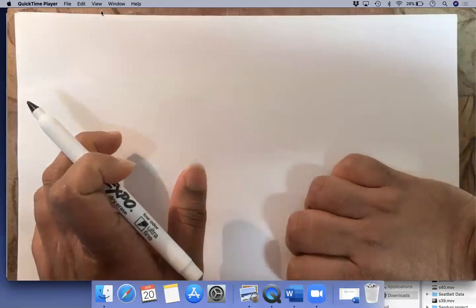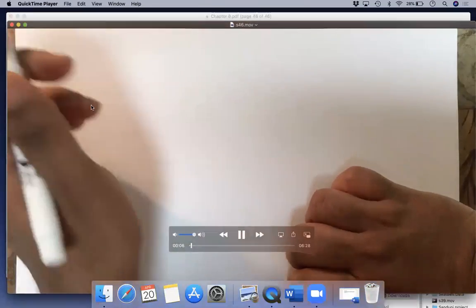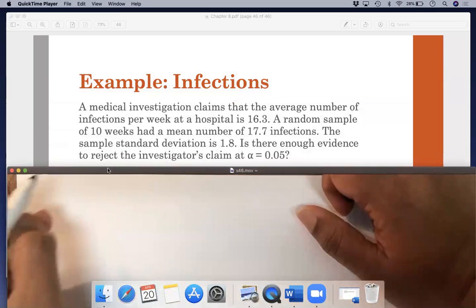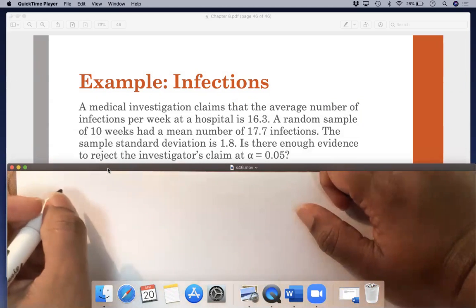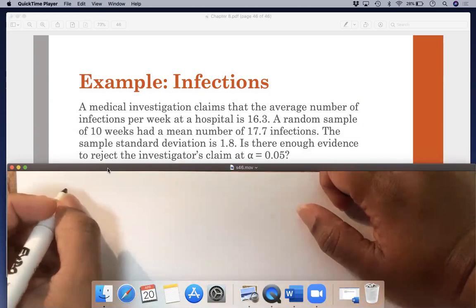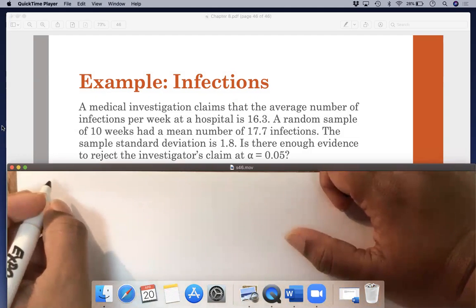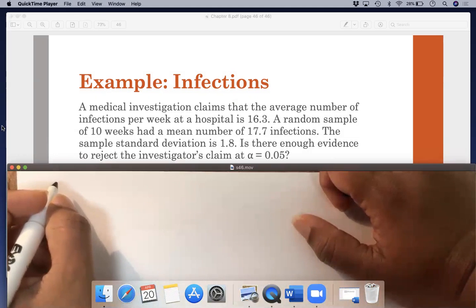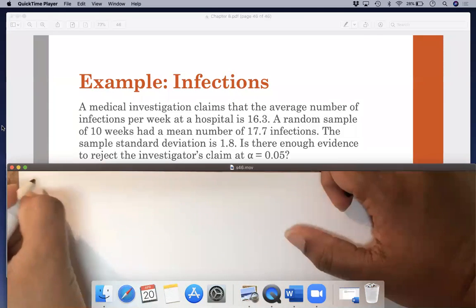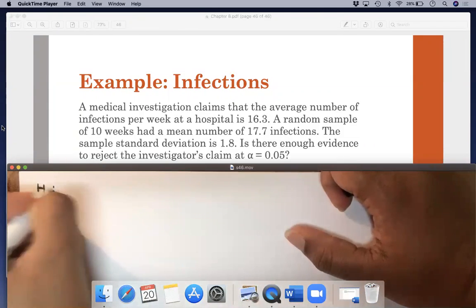Okay, this is slide number 46, the last slide of this chapter. Example is infections. First read the question carefully. A medical investigation claims that, so this is the claim, that the average number of infections per week at a hospital is 16.3. Okay, we have the claim.